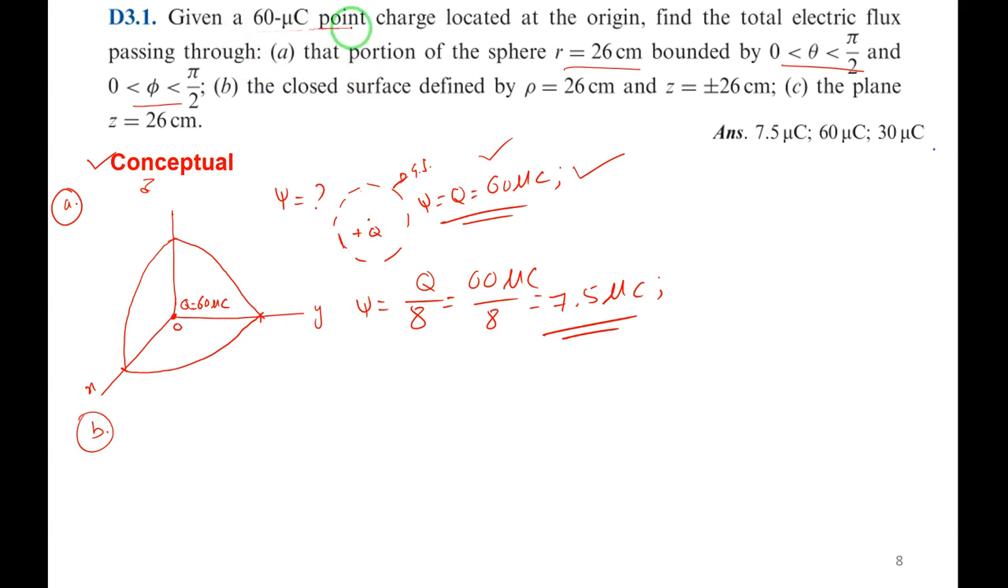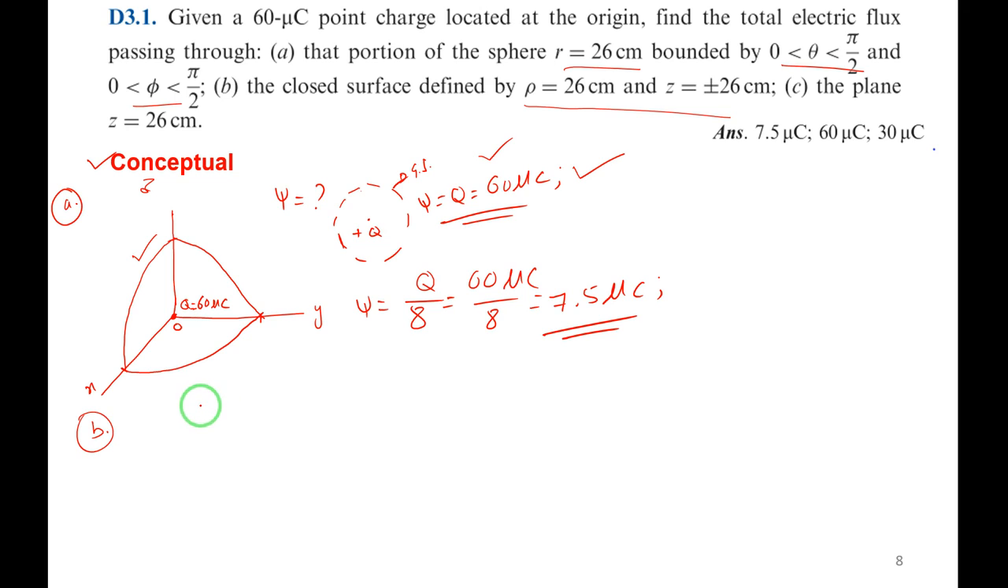The same thing: given a 60 microcoulomb point charge located at the origin, find the total electric flux passing through part B, the closed surface defined by rho equal to 26 centimeter and z equal to plus or minus 26 centimeter. This means a cylindrical surface is formed with these bounds. Here we will see the cylindrical surface.